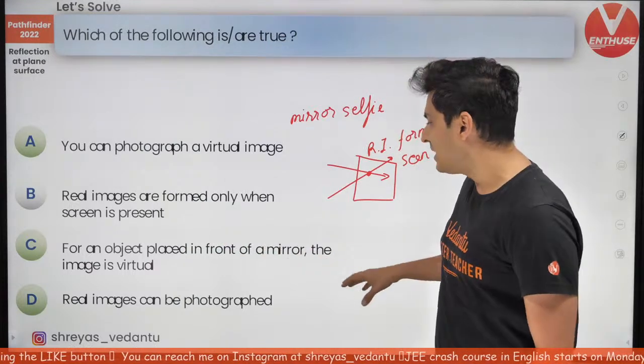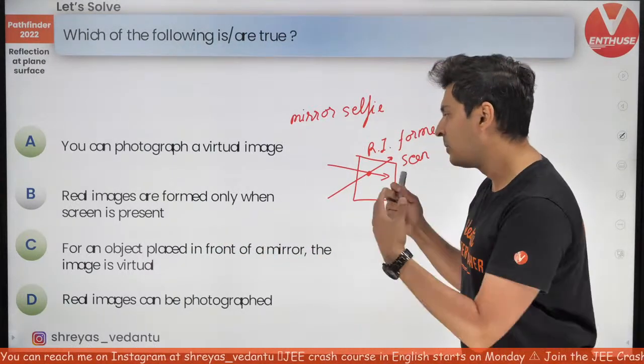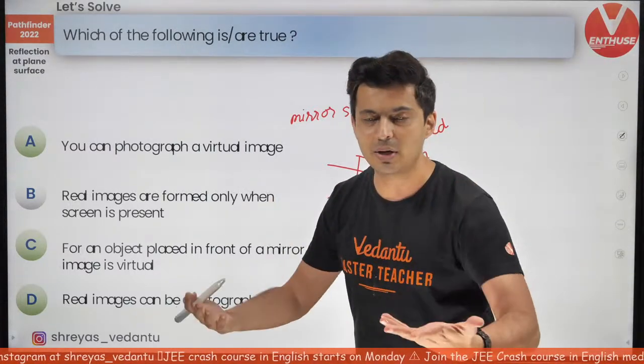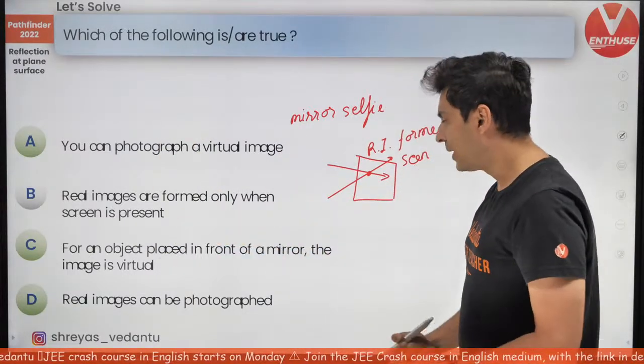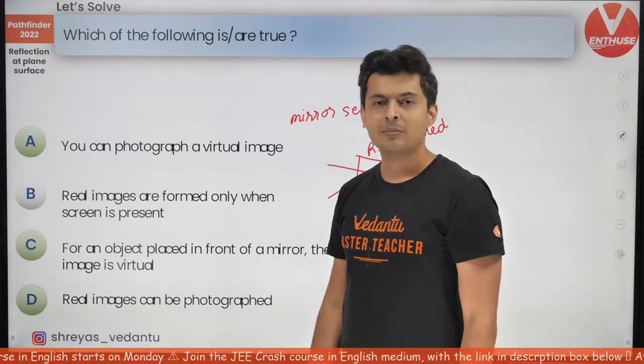For an object placed in front of a mirror, the image is virtual. When you place an object in front of the mirror, yes, the image is virtual. You can see that. When you stand in front of a mirror, the image behind you is obviously virtual. That's true. That's obvious.